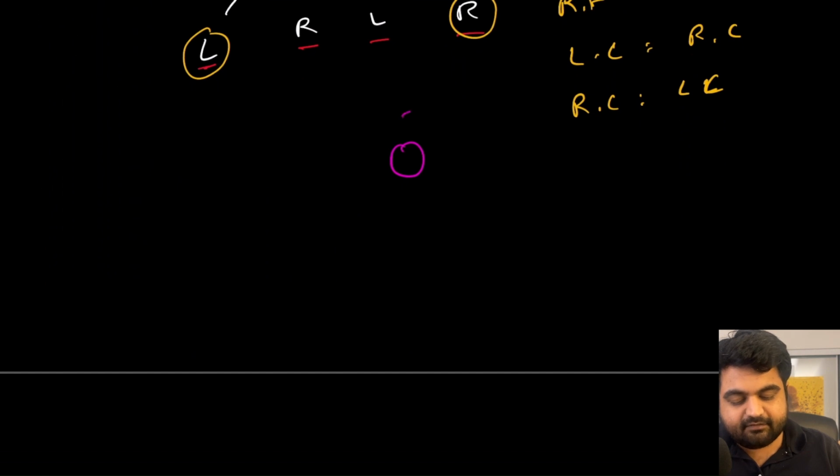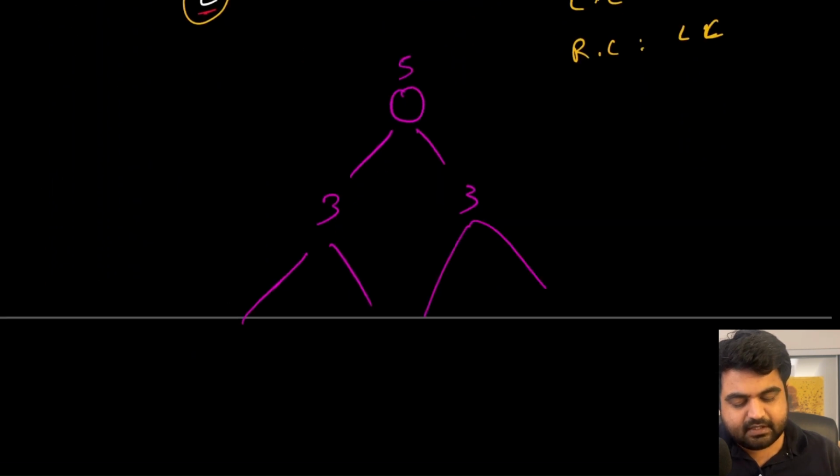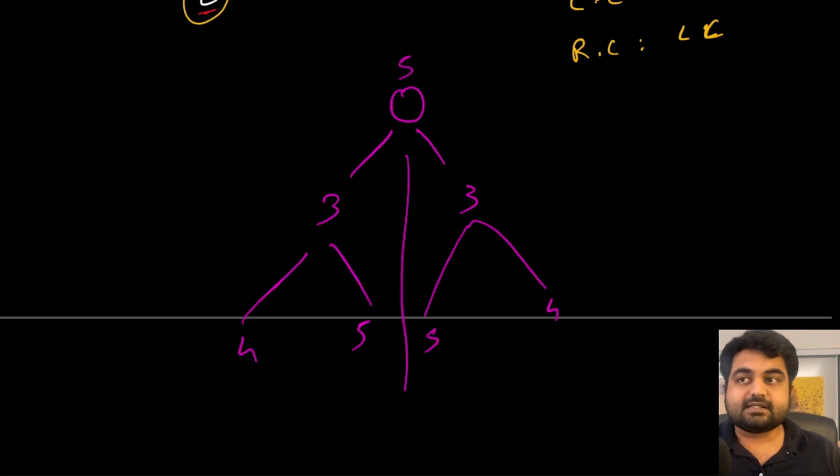Suppose we are given a value like 5, and then we are given subsequent values 3 and 3, and once again we are given further subsequent values. Let's assume 4, 5, and then this is also 4, 5. So is this a symmetric tree? Yes, this is a symmetric tree because both of these values are the same.